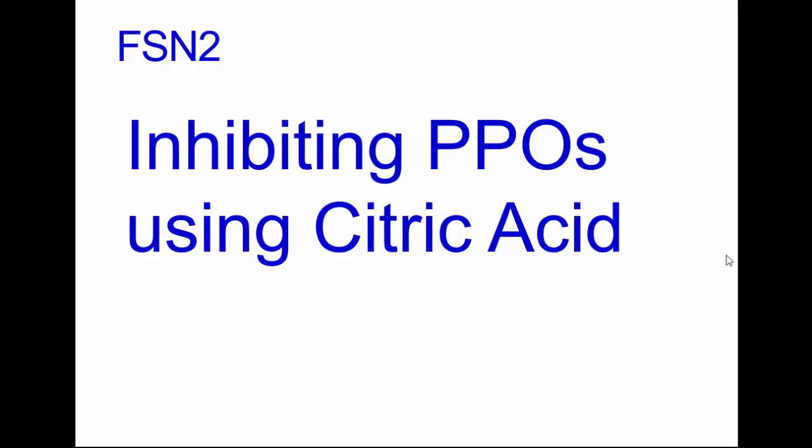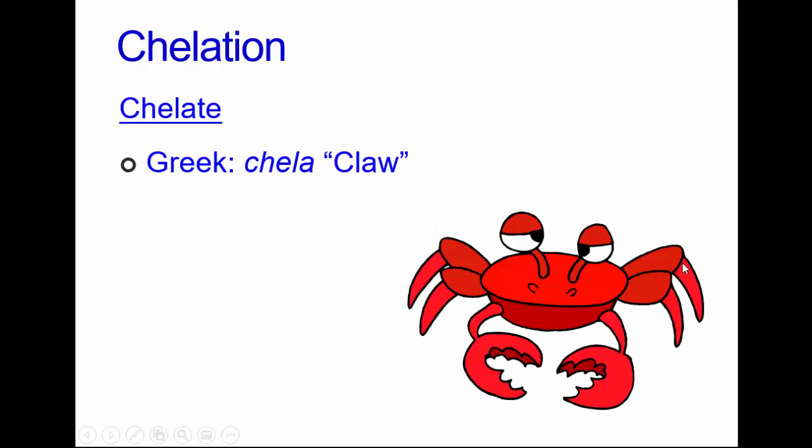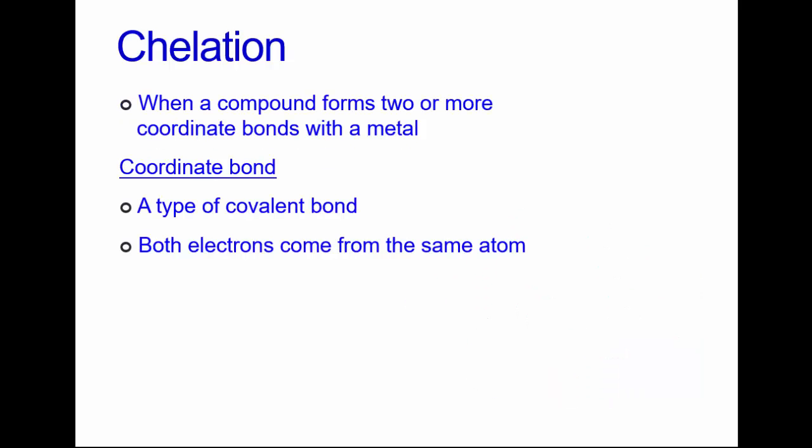Okay, so we're back for part 2 of polyphenol oxidase, in this case inhibiting, starting off by talking about inhibition using citric acid. It's an example of chelation. A little bit of ancient Greek for us first. The word chelation is derived from the Greek chela, meaning claws. Molecules that do chelation can be said to grab other molecules or parts of molecules in claw-like structures. Hence the picture of the crab.